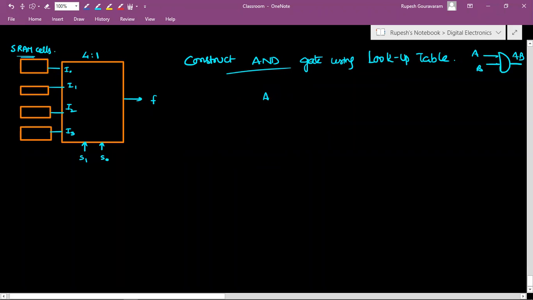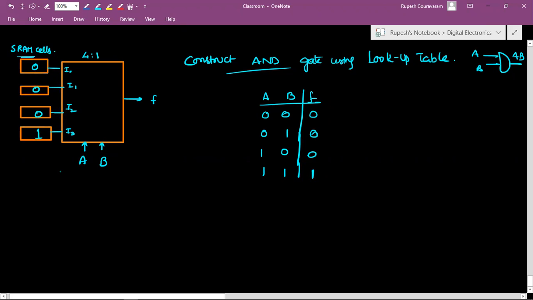So here, let us take the A, B, and the function F we need is like this. The input consists of 0 0, 0 1, 1 0, 1 1, and the function F is 0, 0, 0, 1. Why? Because only when A and B are 1, then F becomes 1. Then let us take the select lines as A and B, and we can feed one bit into these SRAM cells because an SRAM cell can store one bit. Let us store here 0, 0, 0, and 1.